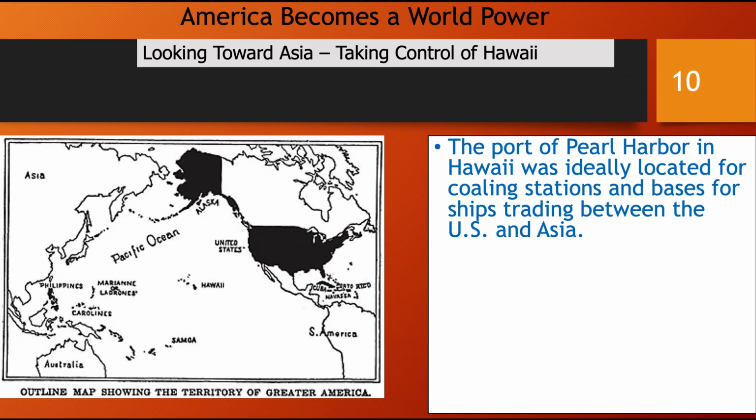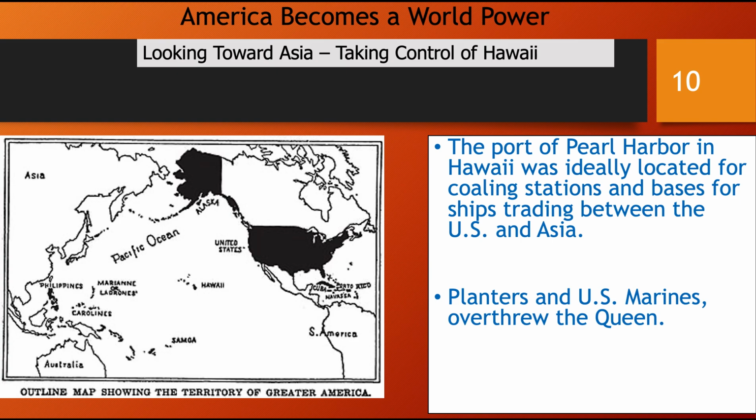Additionally, there were quite a few questions yesterday about Hawaii and our acquisition of Hawaii. So I wanted to just mention this here. The Port of Pearl Harbor in Hawaii was a perfect location. If you take a look, it is directly in between the United States and the Philippines, making it a perfect shipping, transportation, and military base for the United States. The planters and U.S. Marines wanted this so much that they actually overthrew the Hawaiian Queen, and America annexed Hawaii. There was lots of hatred towards Americans in Hawaii, and there still to this day are some reservations about America owning Hawaii and Hawaii being a part of America.